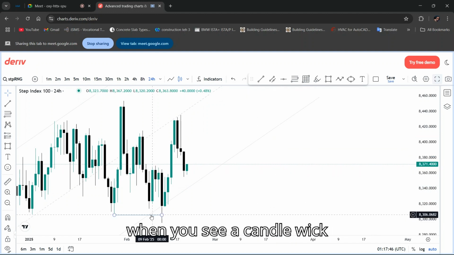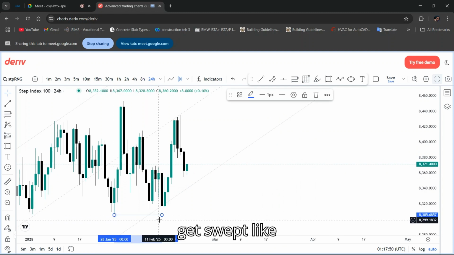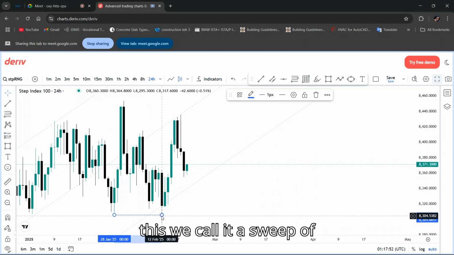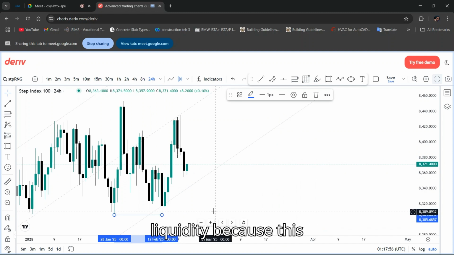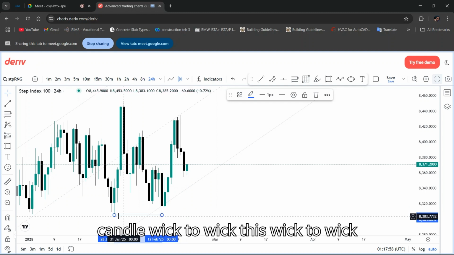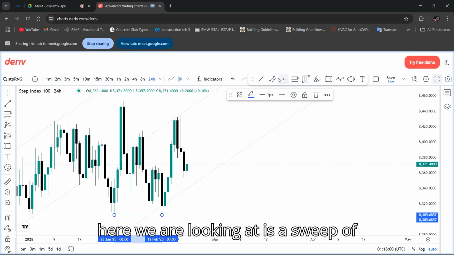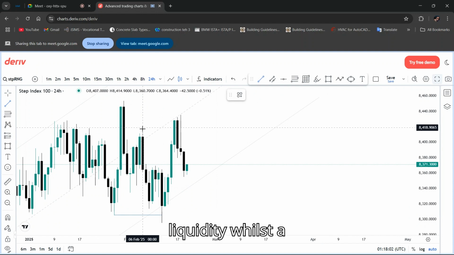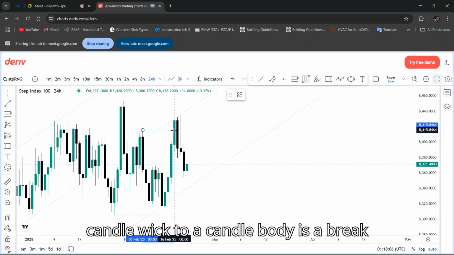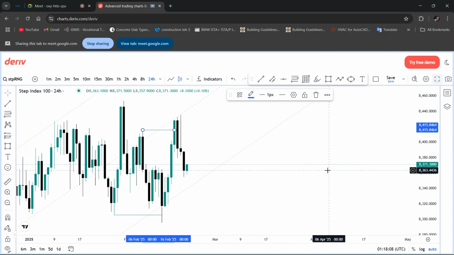So when you see a candle wick get swept like this, we call this a sweep of liquidity. Because this candle wick to wick here is a sweep of liquidity, whilst a candle wick to a candle body is a break of structure.